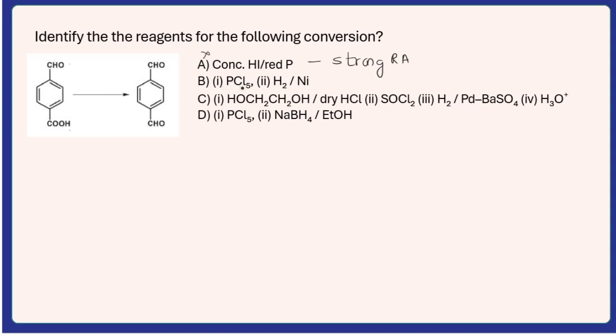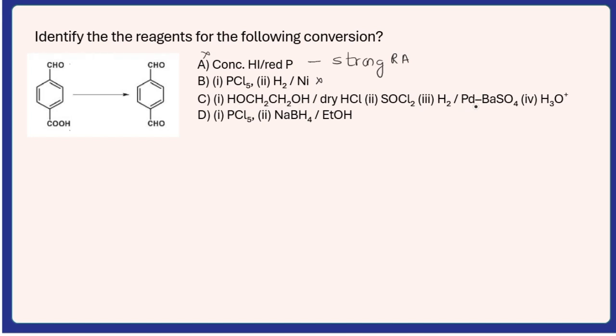What is the second reagent? It's PCl5. That means you are converting this to acid chloride, right? And then hydrogen and nickel. So that will give this aldehyde, but what happens is we have the other aldehyde also. So this also might get reduced further, right? So we can't use this. This is not selective.